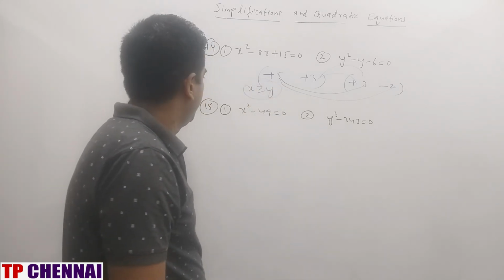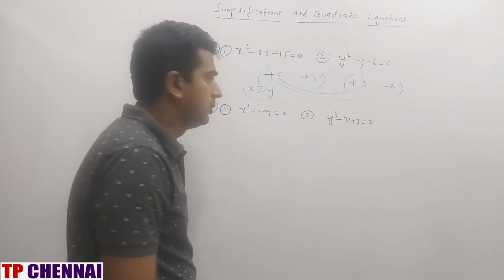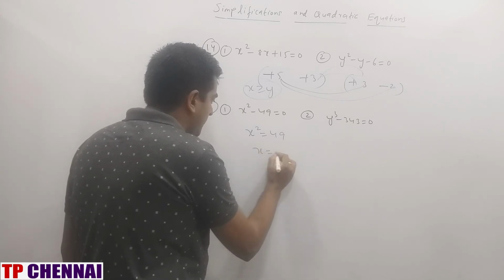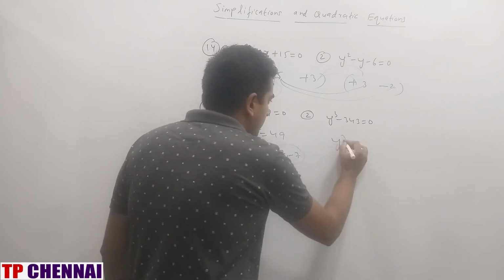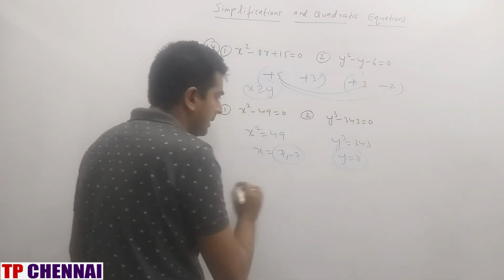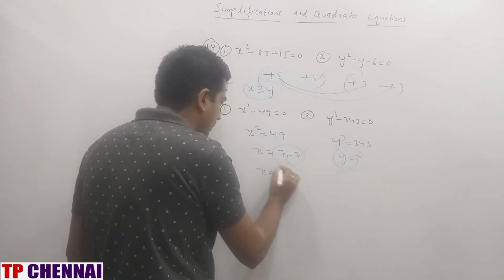Next one, x square minus 49 is equal to 0, y cube minus 343 is equal to 0. So x square is equal to 49, x is equal to plus or minus 7. Y cube is equal to 343, y is equal to 7. Now we have to compare. Equal, y greater, so x less than or equal to y.